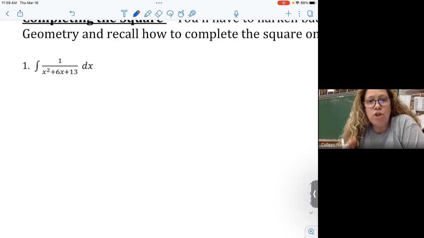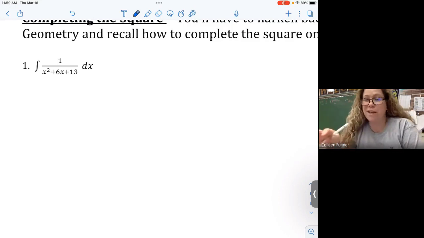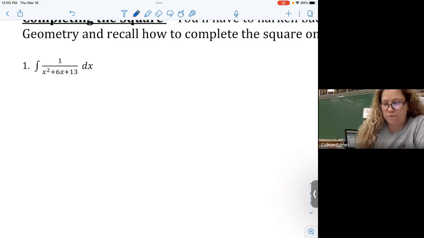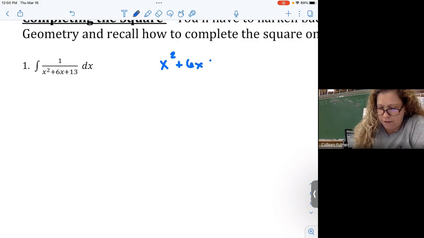But if I let u equal all that stuff that's in the bottom, the derivative of that is 2x plus 6. And I don't have a 2x plus 6 hanging out anywhere else in the integral. So u substitution is not going to work on this problem in the traditional sense. So I'm just going to focus on this x squared plus 6x plus 13. I'm going to do that over here. I'm just going to write that down.